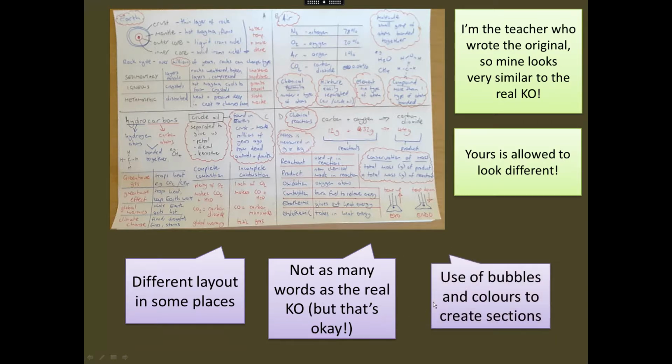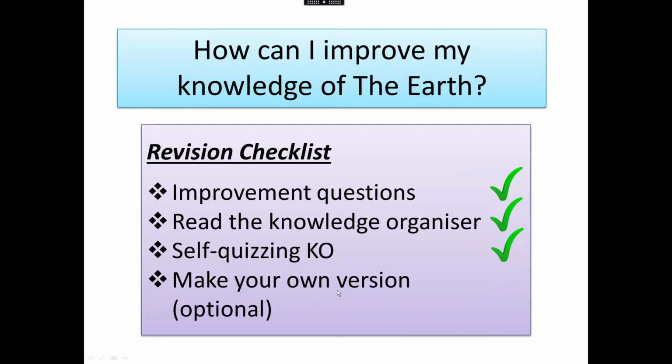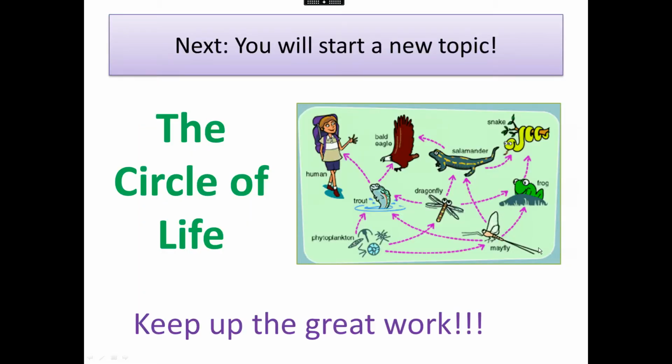I've used bubbles and colors to create some sections. You can do the same. Only do this if you've got time. Don't copy the real one. Do your own version, okay? And that'll really help to prove to you just how much is in your brain and the fact that not quite everything's stuck in there, but then you can always look back at the real knowledge organizer to see if there's anything that you forgot.